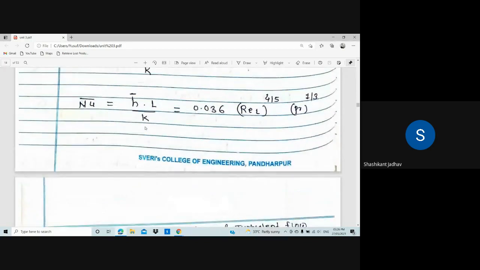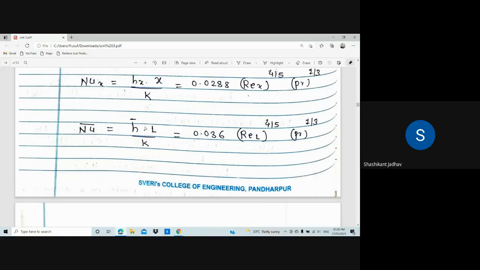Similarly, average Nusselt number is equal to h dash into L divided by k, is equal to 0.036 Re raised to 4 by 5 Prandtl number raised to 1 by 3.